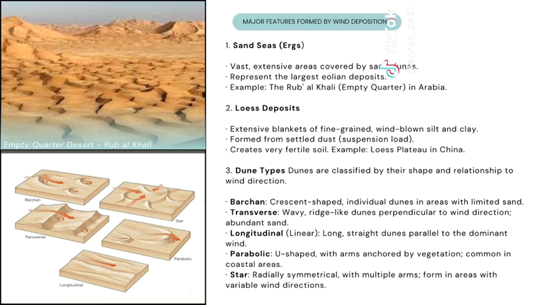And then dune types. Dunes are classified by their shape and relationship to wind direction. For example, the sand dunes in the Philippines, while the large desert-like dune systems are not typical in the Philippines due to its humid, tropical climate. Coastal dunes can be found in certain areas. An example is the Paoay sand dunes, also known as Bantay Bimaboy, in Ilocos Norte.